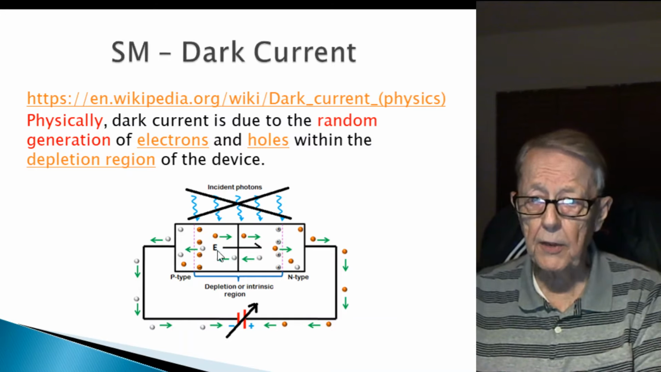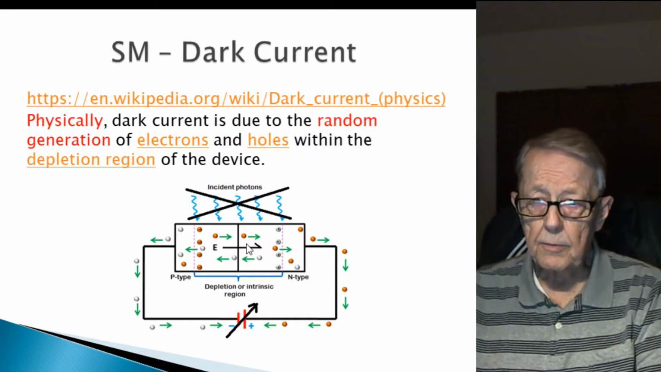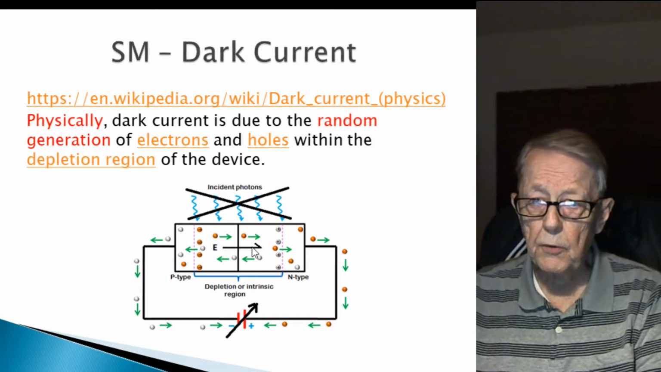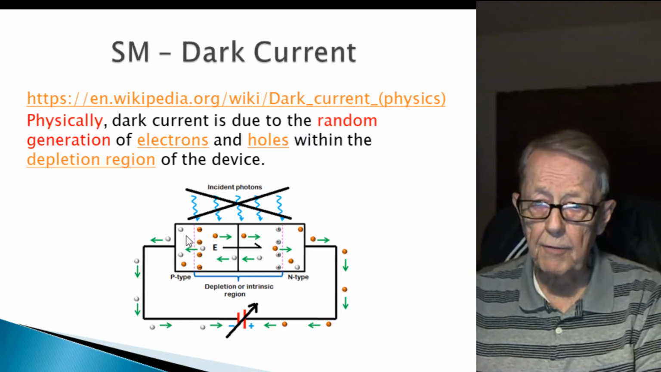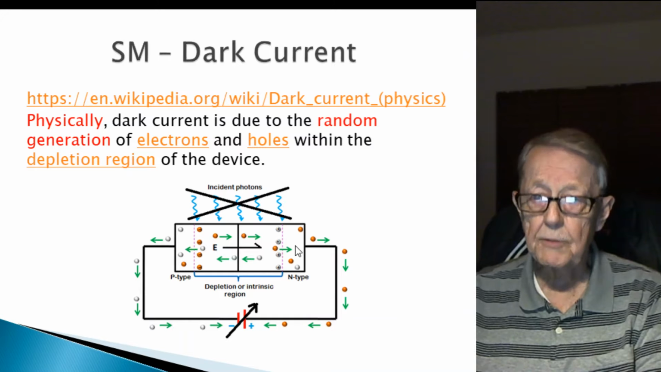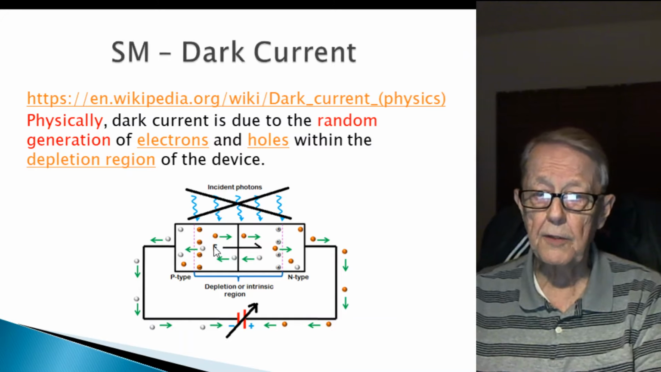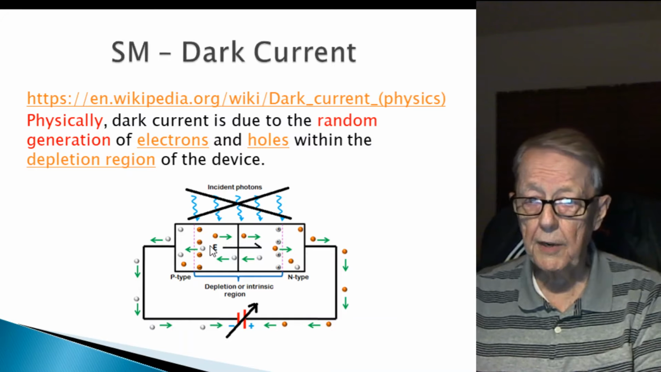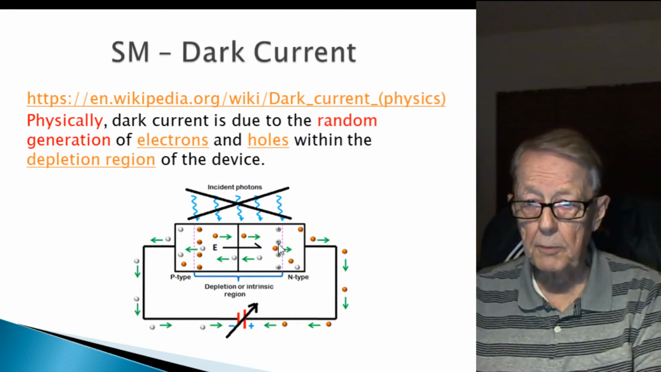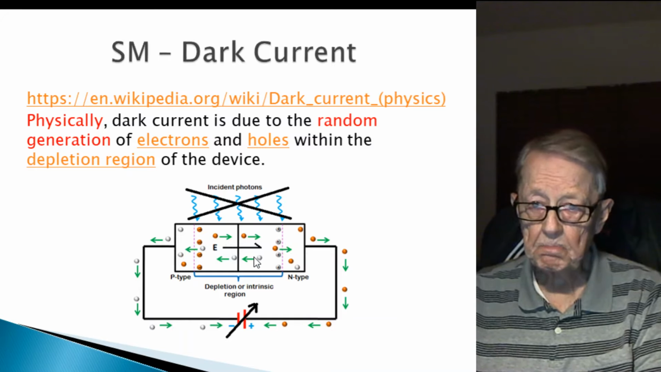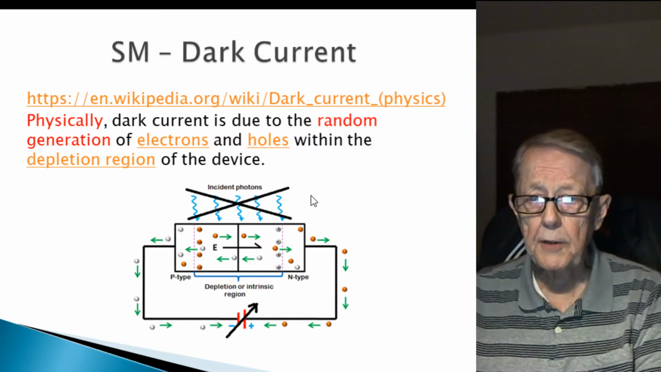And although the people who drew this didn't put in the electric field, it's pretty well known that if you have a positive charge and a negative charge, there is an E field that has a force moving from the P-type to the N-type. Okay, so in the dark current, you have no light coming in.